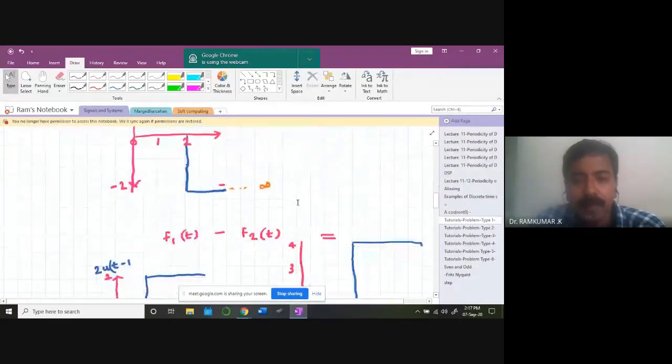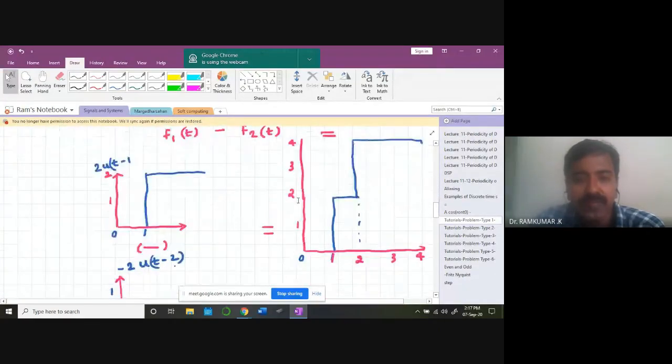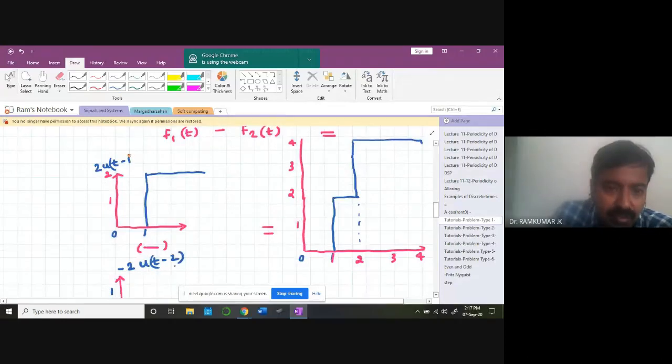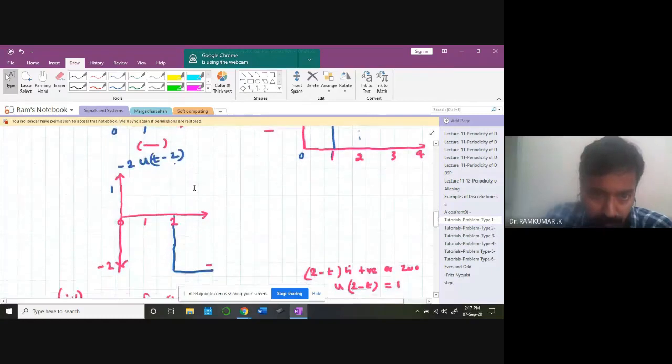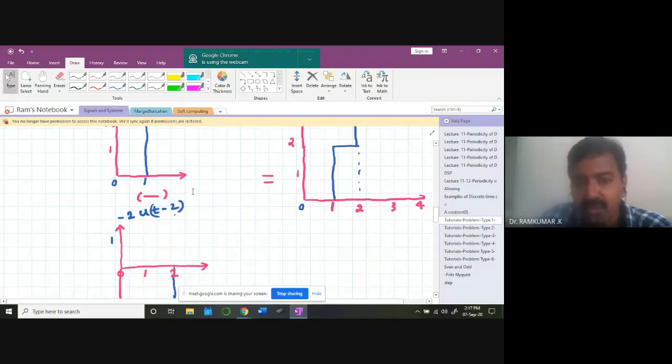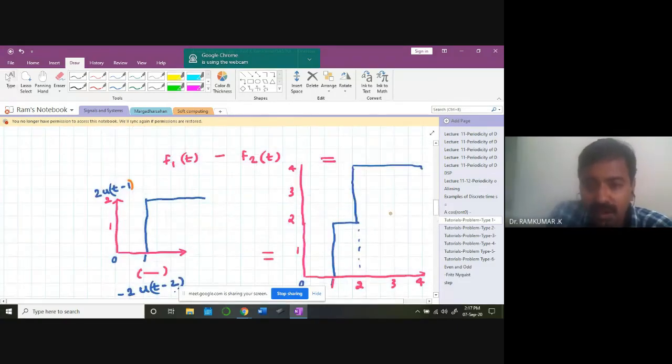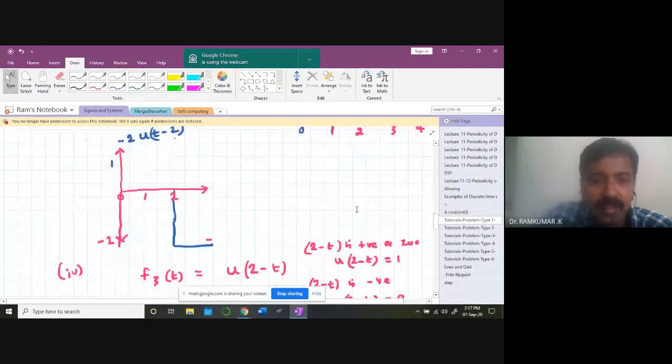What happens if I subtract these two signals? Can you see it? If I subtract these two signals, this is 2u of t minus 1. This is minus 2u of t minus 2. I'm subtracting this, so naturally, this is going to become plus. Till 2, it will be 2. Then from there, it's going to become 4, because this minus 2 is going to become plus 2. Minus of minus.